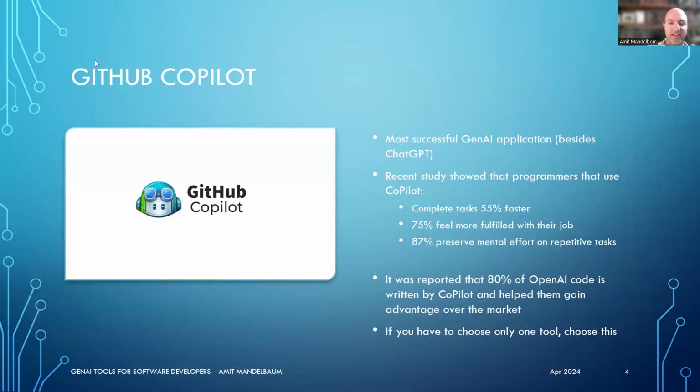method. A recent study by the Copilot team found out that people that use GitHub Copilot complete their tasks 55% faster, which means it takes them a little less than half the time it would take for another programmer who is not using GitHub Copilot. 75% feel more fulfilled with their job, and 87% preserve mental effort on repetitive tasks, which I think is the most daunting task that software developers have.